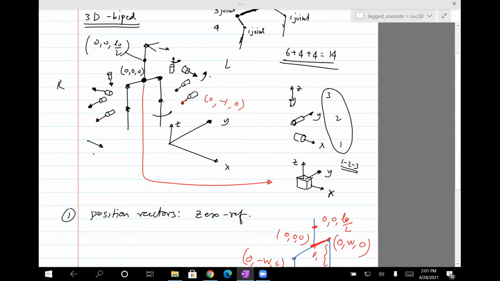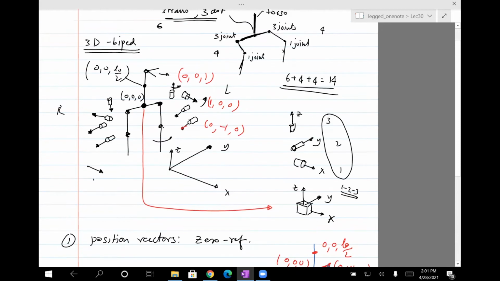This one is going to be X is 1, Y is 0, Z is 0. This pin is going to be 0, 0, 1. This pin is, since it's pointing in the negative Z direction, 0, 0, minus 1. This is pointing in the negative X direction, minus 1, 0, 0. This is along the minus Y. So, these pins are just along the axis as they are.